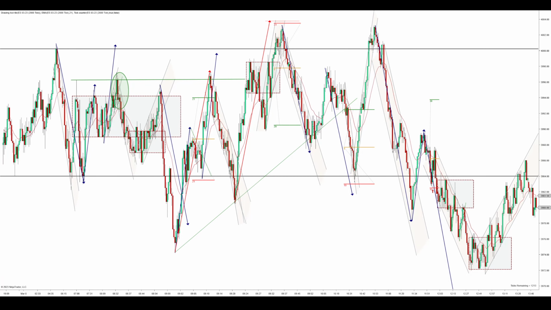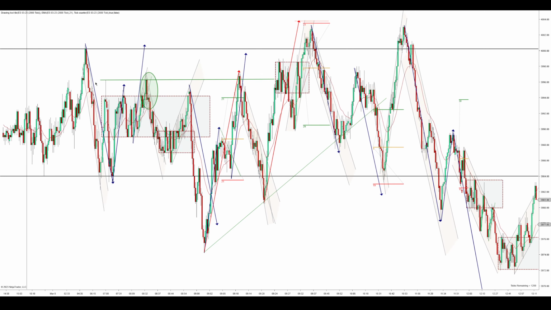I'm trading the ES futures on a 2000 tick chart with a 21 EMA. So I've got my overnight highs up here, overnight lows down here. We're in this range right here.